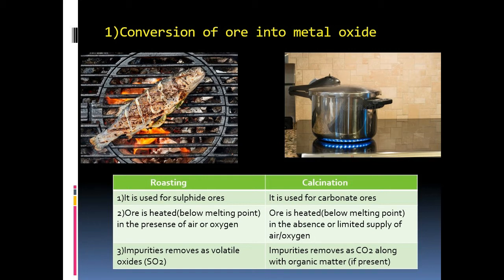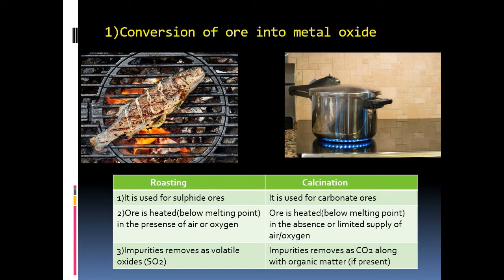Carbonate ores எடுத்து தான் நம்ம calcination பண்றோம். அப்போ அதுல உள்ள impurities எப்படி ரிமூவ் ஆகும் as a carbon dioxide. And one more case is, ore is heated below the melting point in the presence of air or oxygen. We have already seen. Ore enna pandrom? Heat pandrom, but the heating should be below the melting point of the metal. So this is the condition here. We have to heat the ore below its melting point of the metal in presence of air or oxygen.